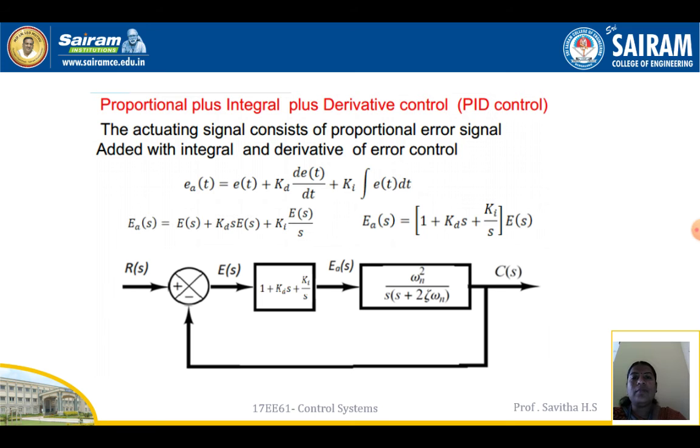Proportional plus integral plus derivative controller, that is PID controller. The actuating signal consists of proportional error signal added with integral and derivative of error control. Ea(t) is equal to E(t) plus KD dE(t) divided by dt plus Ki integral of E(t) into dt. So you take the Laplace transform, Ea(s) is equal to E(s) plus KD s into E(s) plus Ki E(s) divided by s. Taking the common factor, Ea(s) is equal to (1 plus KD s plus Ki by s) into E(s).